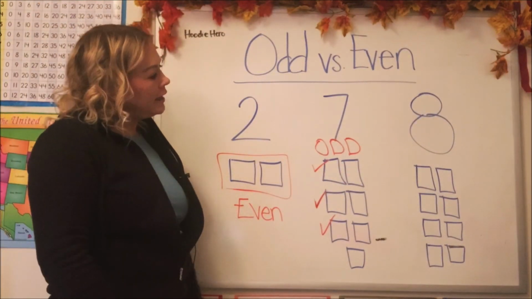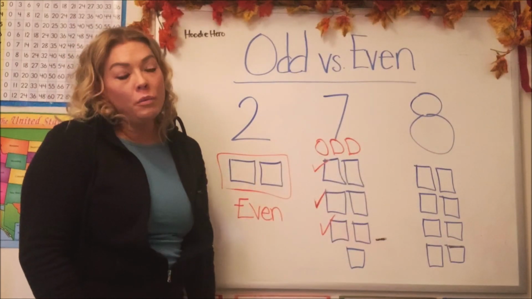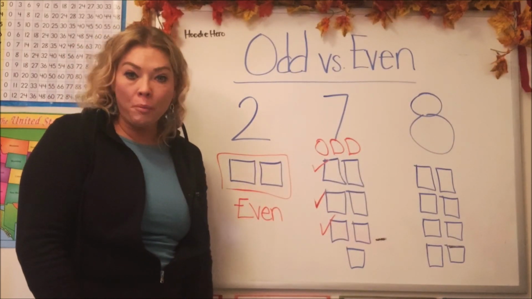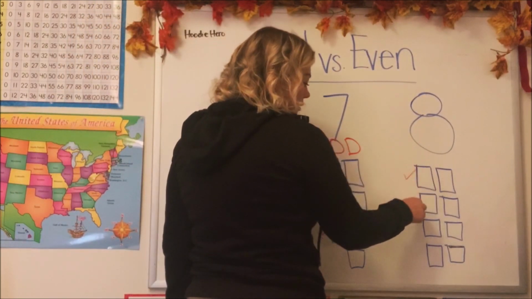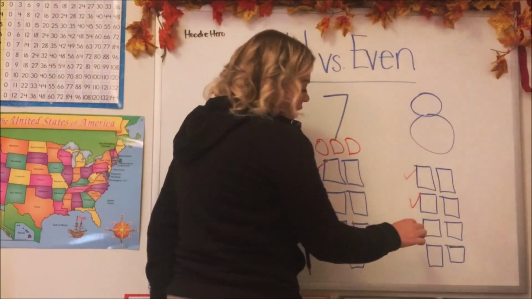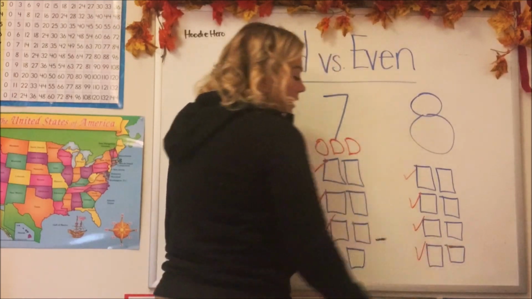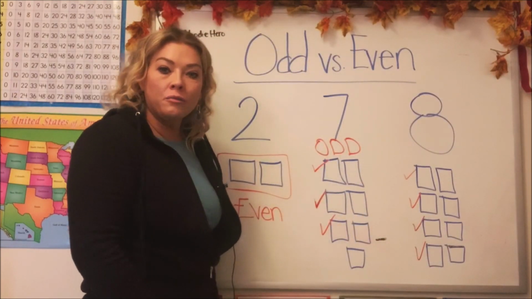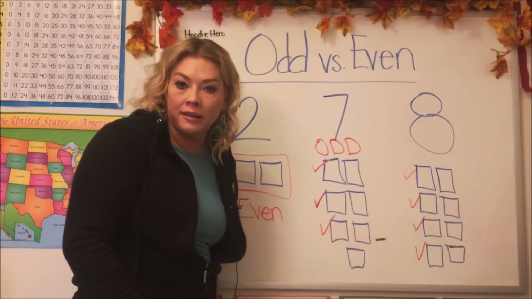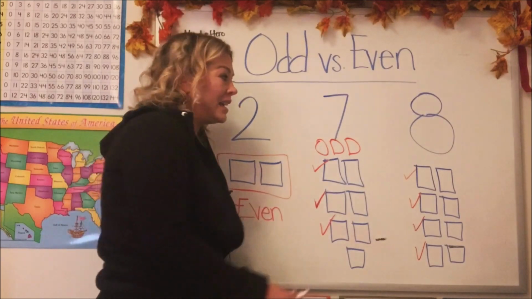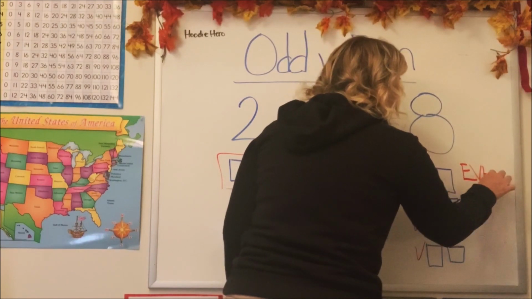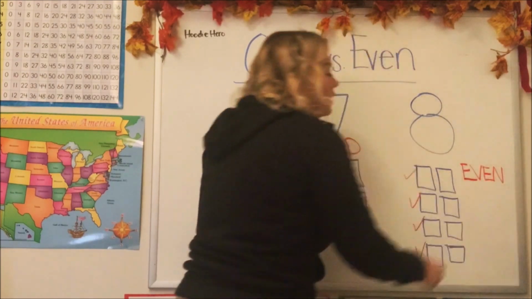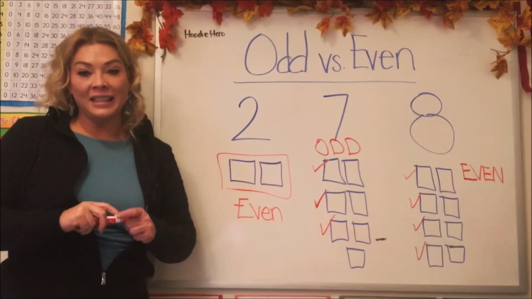All right, last one, 8. Do each of the boxes under number 8 have a partner? Let's look. Yes, yes, yes, and yes, they all have a partner. What does that mean? Is it odd or even? Good job. It's even. If every block has a partner, it's even, isn't it?